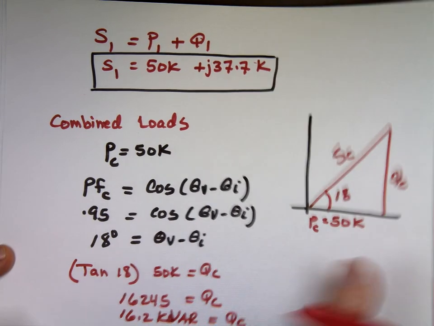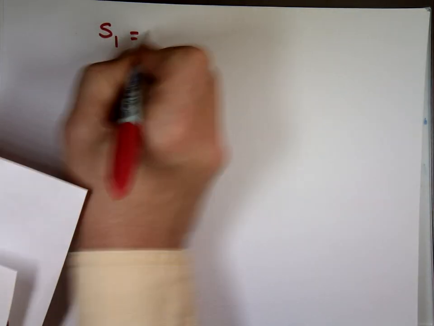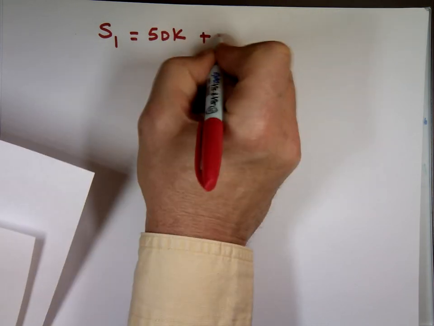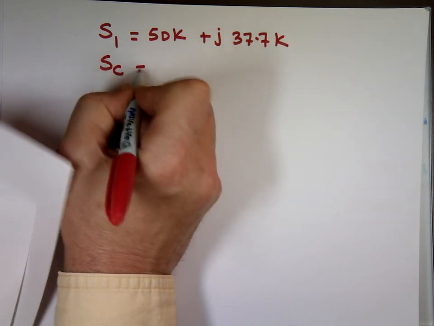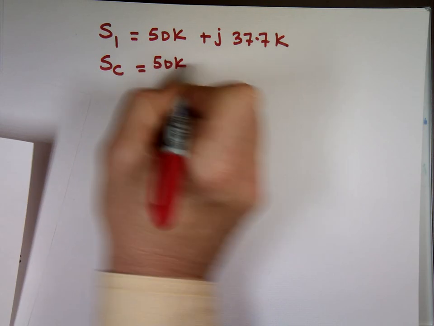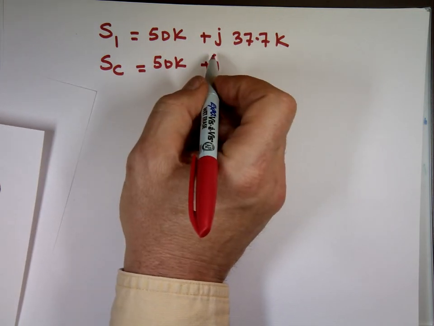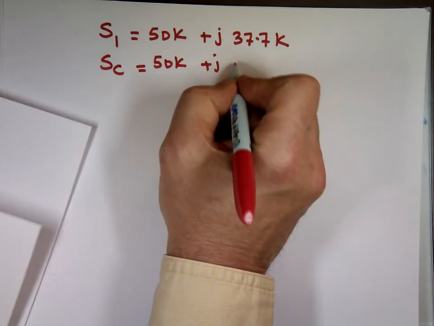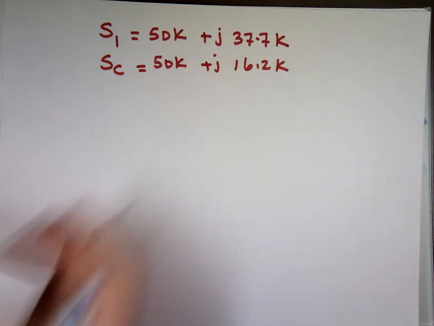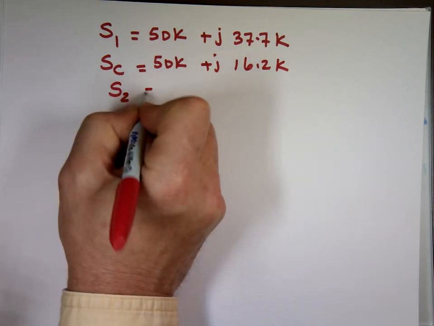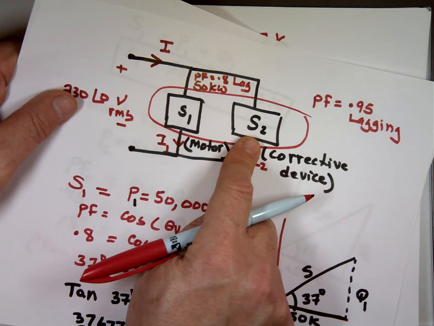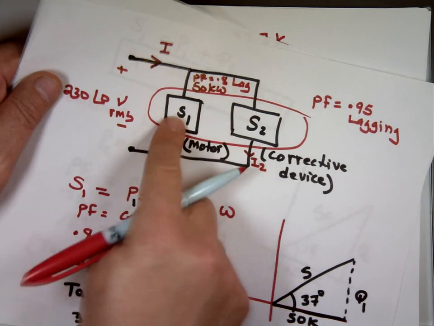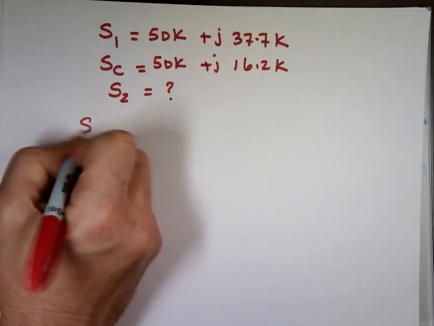So this is what I know. S for the first load is 50K plus j37.7K. S combined is 50K plus j what? What was that number? 16.2. S2 is unknown. I'm looking for it, because I have no idea what we're putting there. S combined is S1 plus S2.